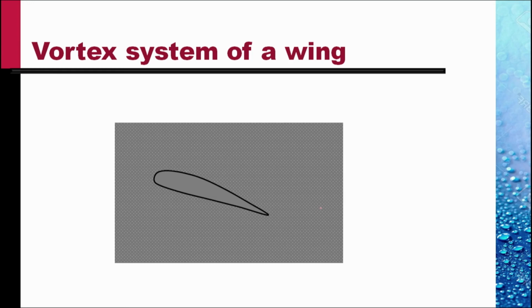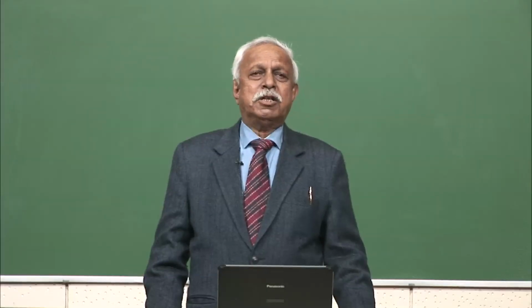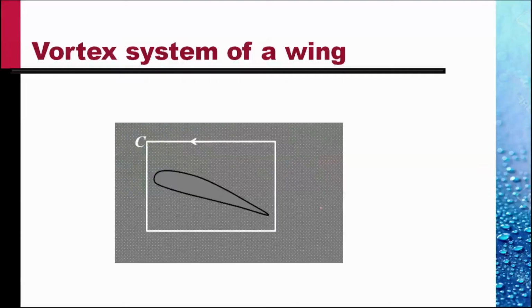And this gives an interesting conclusion. Consider an aerofoil sitting in an inviscid fluid. There is no velocity anywhere. I draw a circuit C. Clearly, since the velocity is 0, the circulation around this circuit is 0.